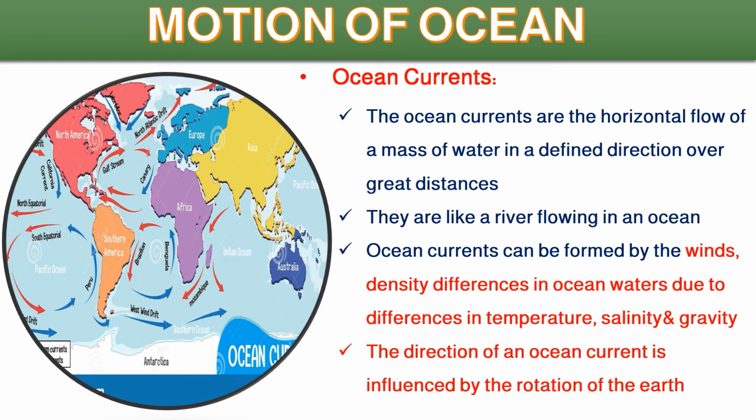Now let's understand ocean currents. What is an ocean current? Ocean currents are like a river flowing in an ocean in a definite direction, and ocean currents are formed by winds. Usually ocean currents follow the path of winds, and the direction of ocean current is influenced by the rotation of earth. We know that earth rotates from west to east, and ocean currents also follow the same path. Here you can see different ocean currents in this picture. The green ones are cold water currents and the red ones are warm water currents.